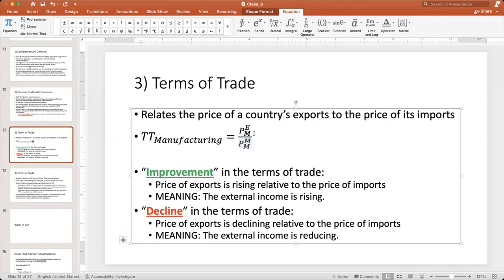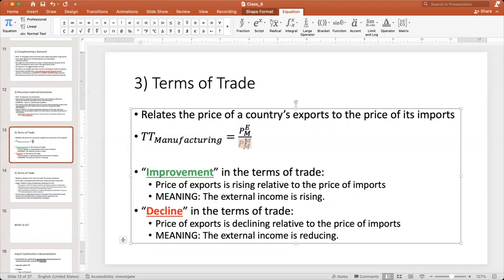That if the price of the exports is increasing and the price of the imports is decreasing, well, you have a higher income level. Why? Because the external income, or the income from the international market, is increasing because you are selling products at higher prices and you are buying products at lower prices.